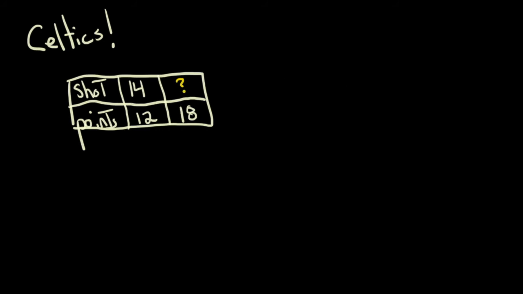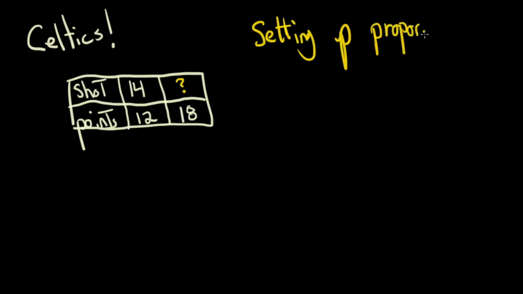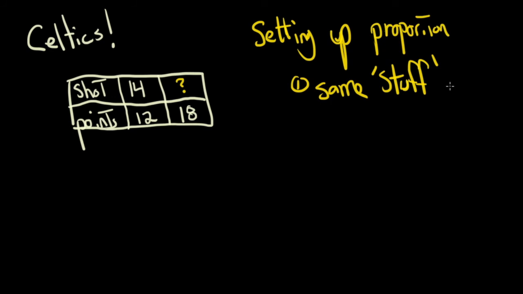Well, we need to set up our proportion. When we're setting up a proportion, there's basically one thing you gotta keep in mind. You remember, gotta keep the same stuff on the top and bottom, the numerator and the denominator. That's the only thing you need to really remember, and then go and solve.